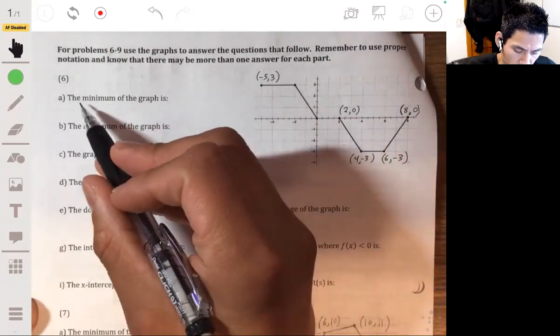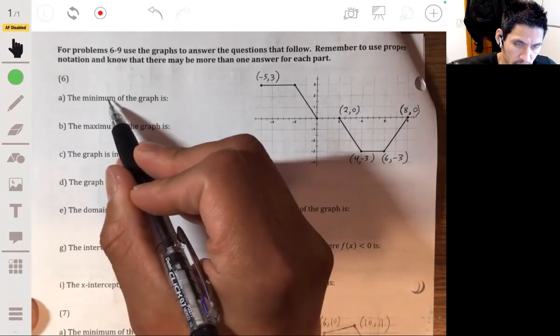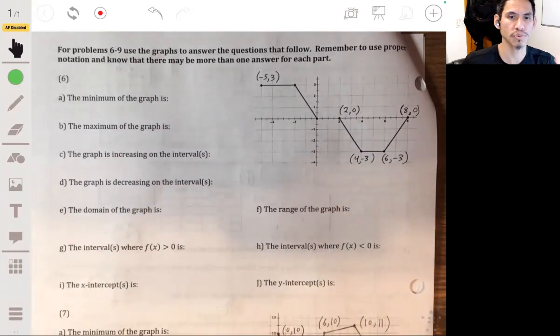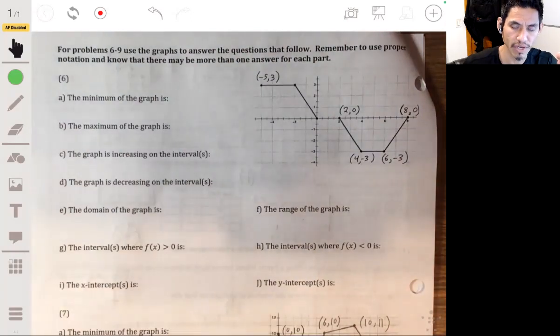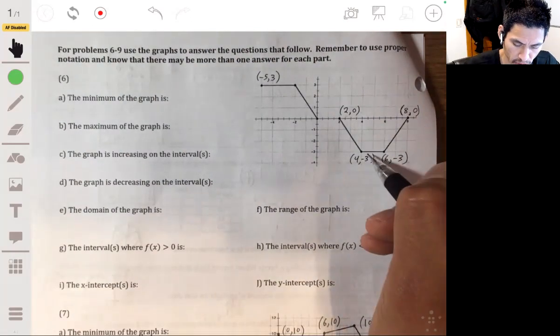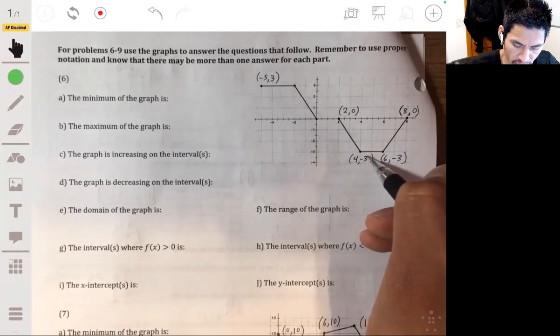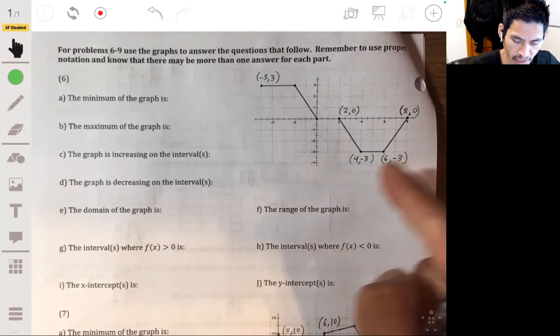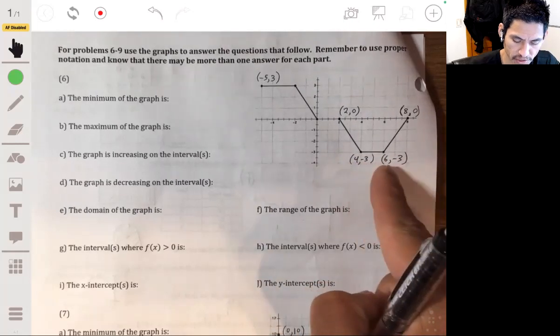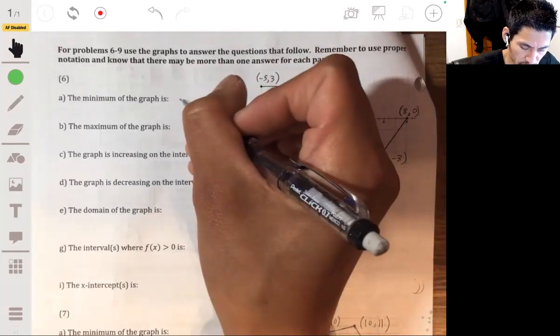Here we have this function that's broken up into two parts. The minimum of this graph is basically the lowest y value, the smallest y value on the entire graph, only the y value. So the lowest y value will be -3, because this is where it gets to its minimum. And you don't have to label those points as (4, -3) or (6, -3). You just simply have to put -3.